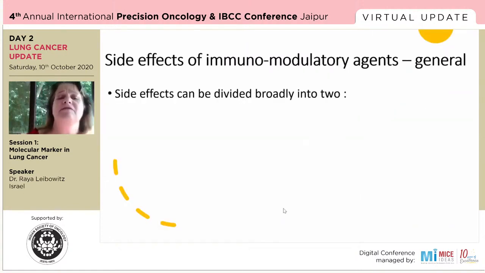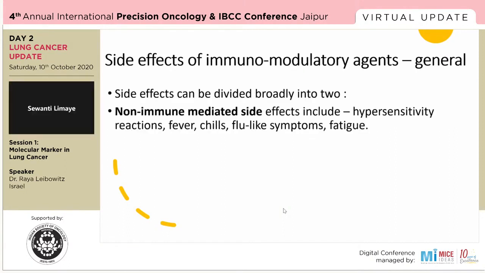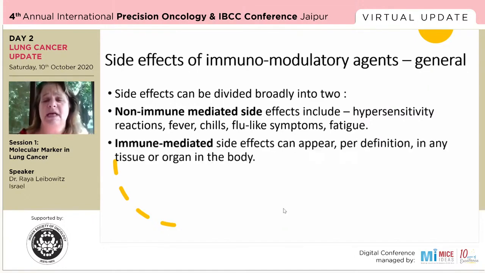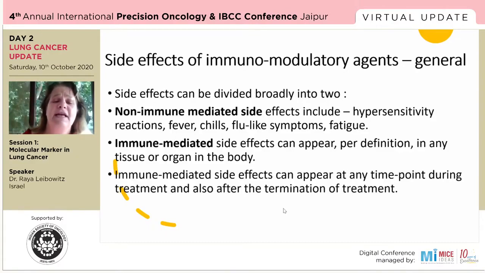So in general, we can divide the toxicities broadly into two. Non-immune mediated side effects would include, as always, hypersensitivity to IV drugs, fever, chills, flu-like symptoms, and fatigue. We all know how to manage these reactions, and I'm not going to be discussing them further. But then the immune-mediated side effects can appear per definition in any tissue or organ in the body. And the important point is that they can appear at any time point during treatment and also after the termination of treatment.